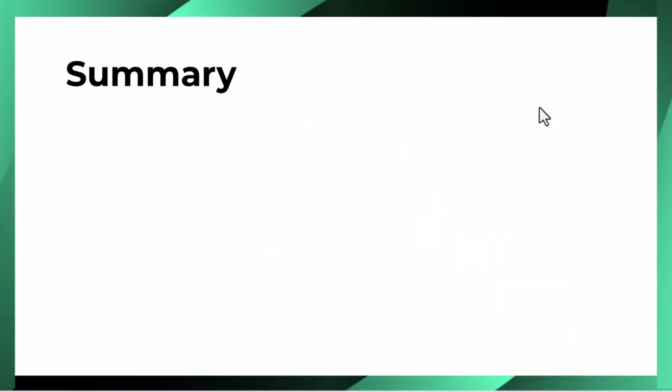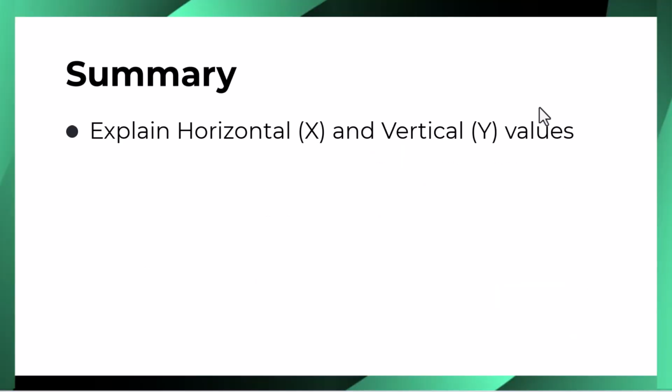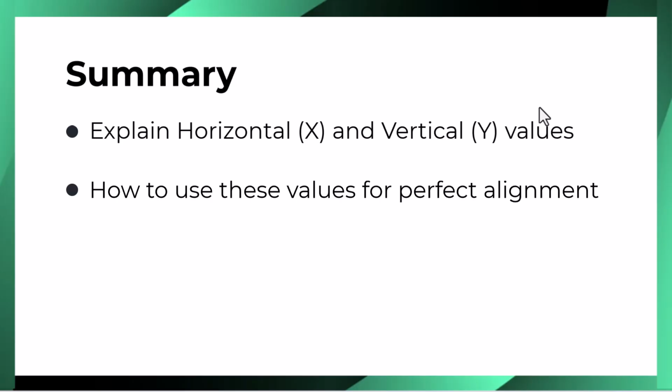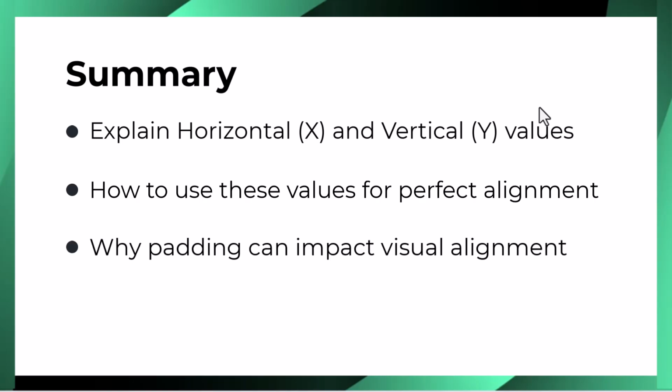In this video, I've covered an explanation of the X or horizontal values and the Y or vertical values relating to the placement of visual containers, why these values matter for pixel perfect alignment of visuals, along with why the padding may impact the visual alignment.